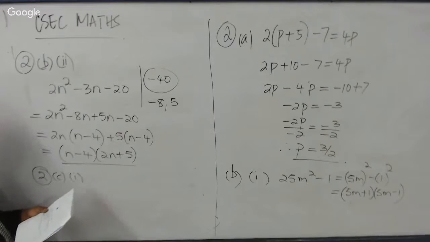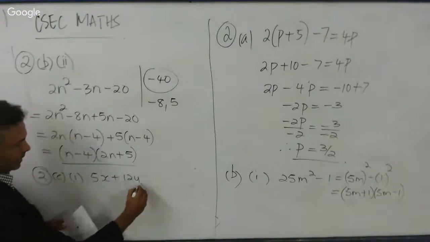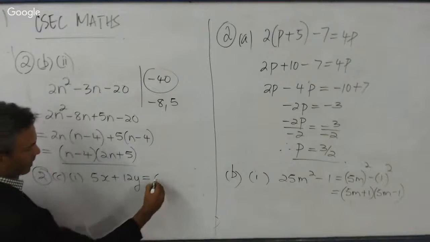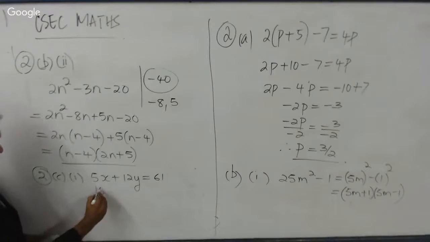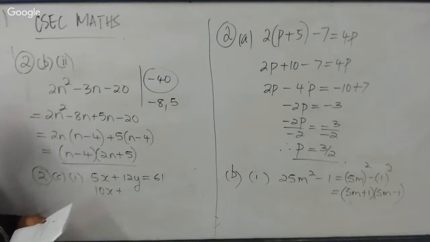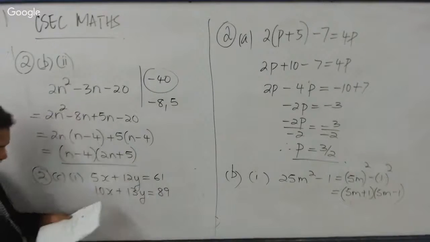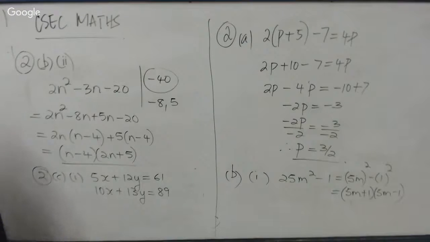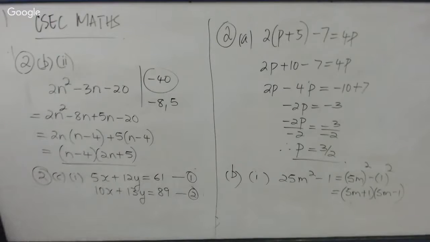So you're going to get 5x plus 12y equals 61. And then 10x plus 13y equals 89. So they're saying there are two equations, 1 and 2. And based on that, they ask you to calculate the mass of one lollipop and one toffee. So this is actually another simultaneous equation question.